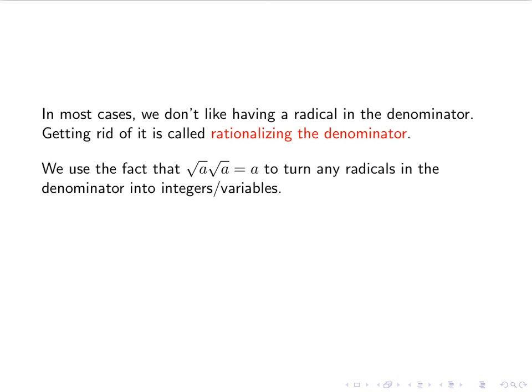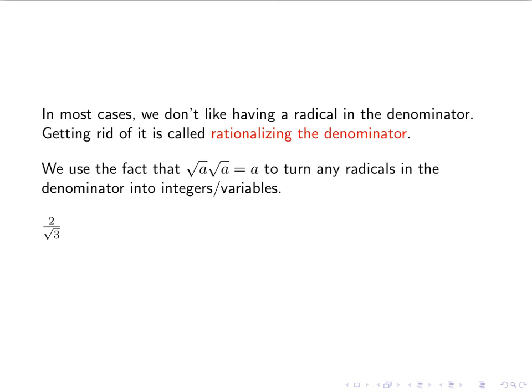So what we're going to do is we're going to use the fact that root a times root a is a, right? Root a times root a is root a squared. Those cancel, and we're left with just a. So root 10 times root 10 is 10. Root 12 times root 12 is 12. Root x times root x is x. Okay, so we're going to use that to turn any radicals that we have in the denominator into integers, possibly some variables. So the question is how?